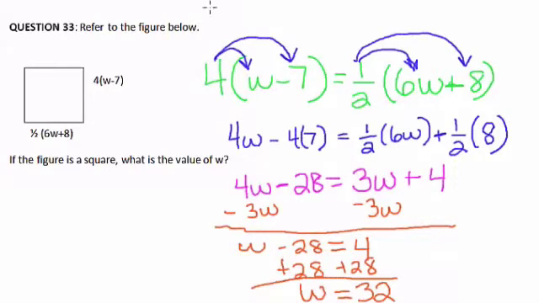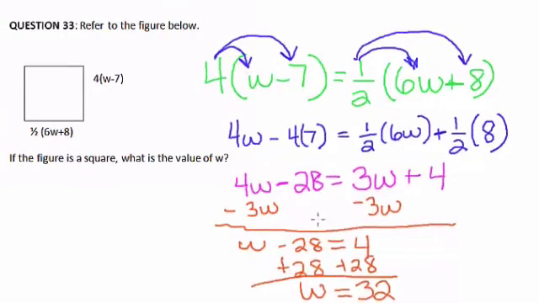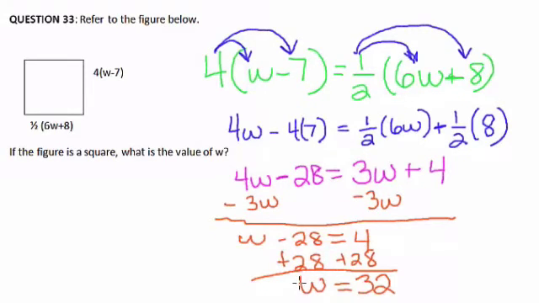So let's go back to the question and see if we've answered it. If the figure is a square, what is the value of W? And we have determined that W equals 32. Check if that's an answer in your book. I believe it is. And that's how you solve this problem.